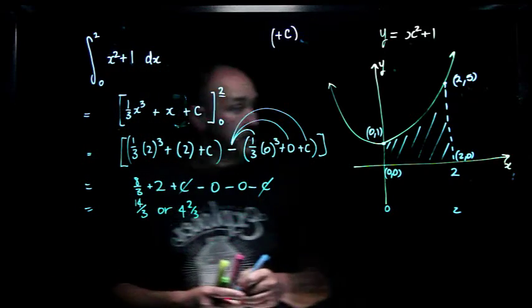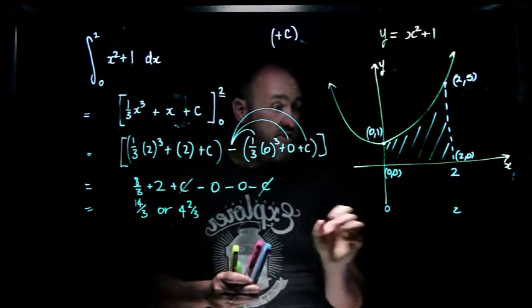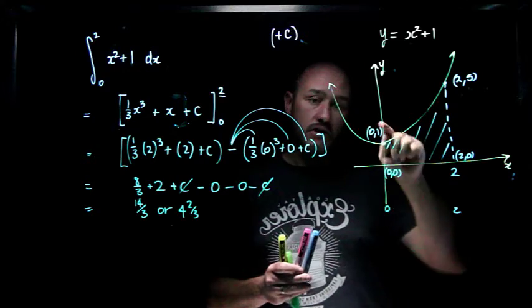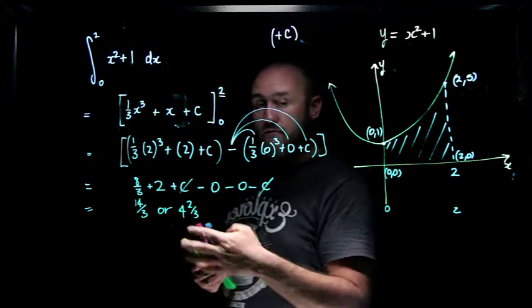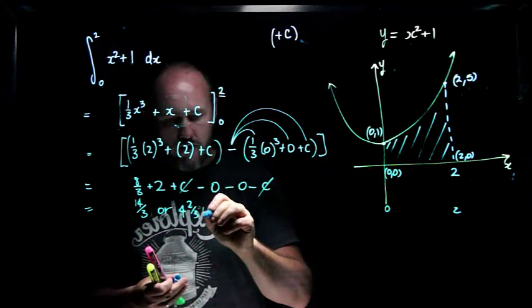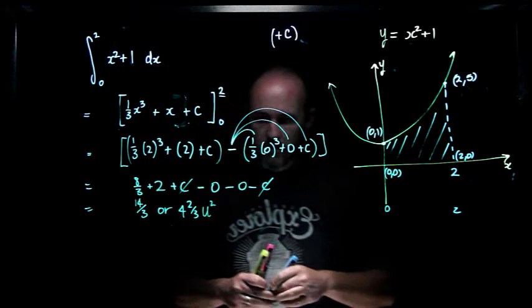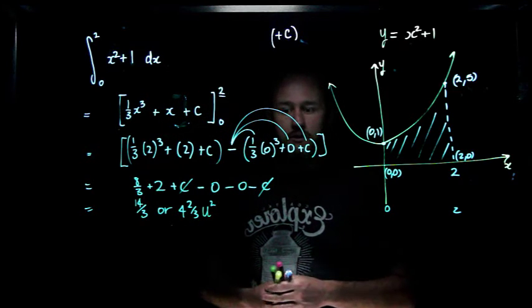So the exact area between 0 and 2 under this function, including the curve, is 4 2/3. And because we're finding an area, we just put units squared after it. It's important to recognize that units squared.